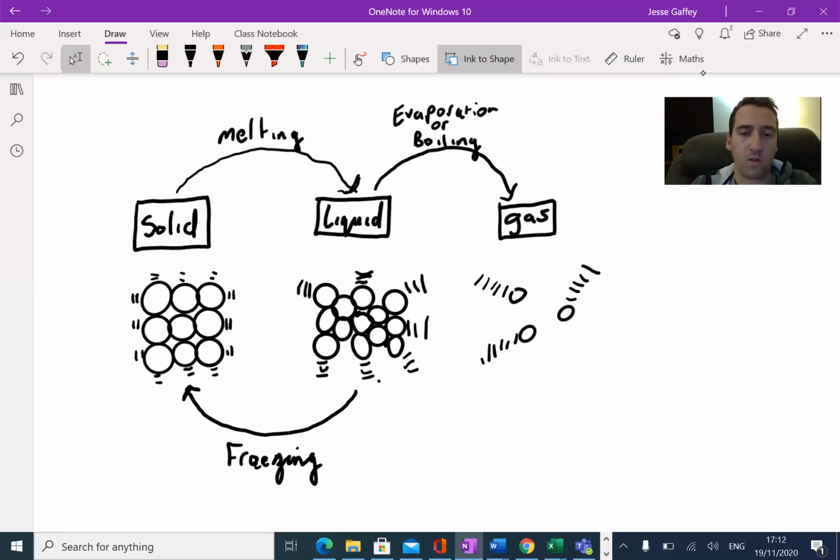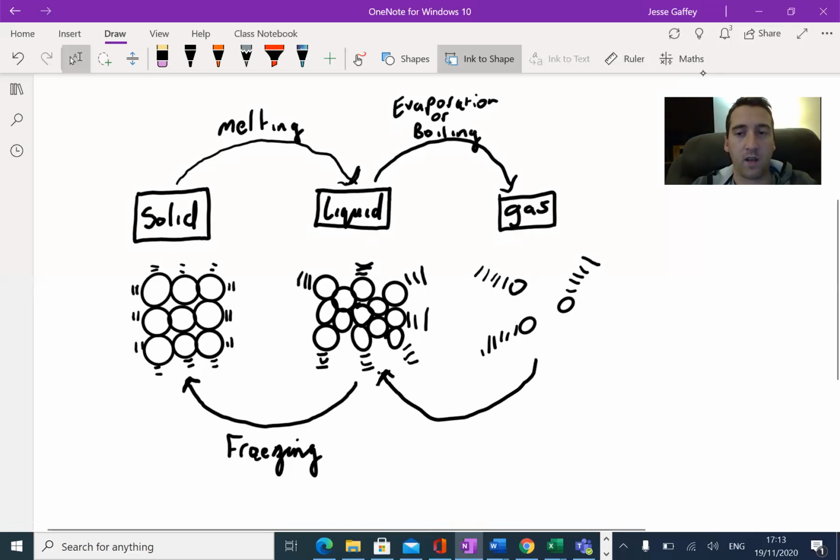The most difficult one to remember, I think, is from a gas back to a liquid. So say you boil the kettle and you've got steam coming out of the kettle and it hits a cold surface like the tiles in your kitchen. You will see little droplets of water forming where the steam is turning back to a liquid. We call this condensing.